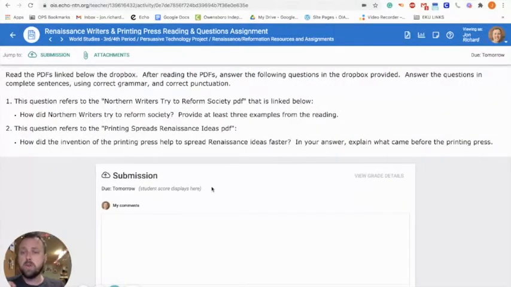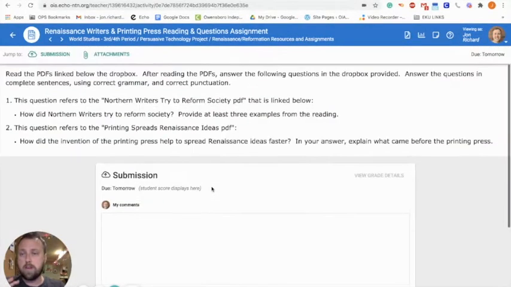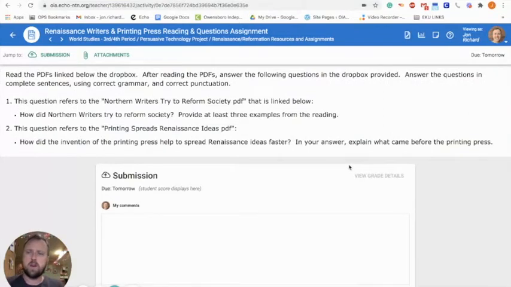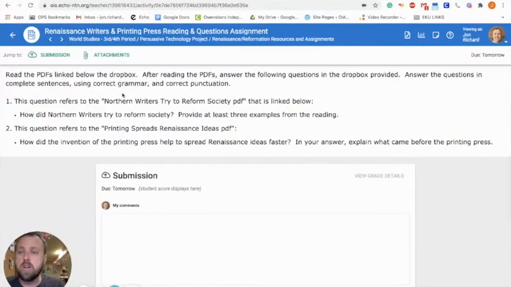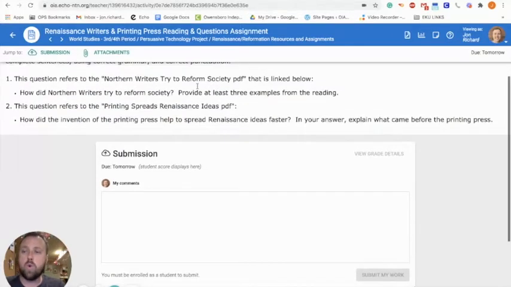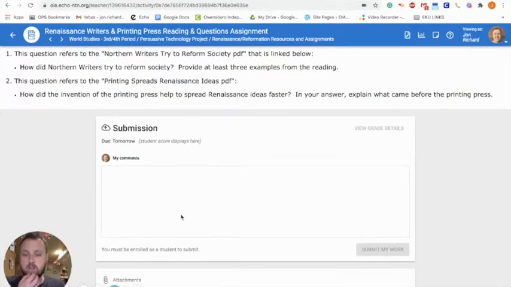Now, this is a little confusing, so make sure you're paying attention because it's a little different than we've done before. So what the directions say is read the PDFs linked below the Dropbox. So these are the PDFs right down here. They're the attachments, okay? So we're going to read those. And after reading the PDFs, answer the following questions in the Dropbox provided. Answer the questions in complete sentences using correct grammar and correct punctuation. So you're going to answer using the Dropbox that's provided right here.